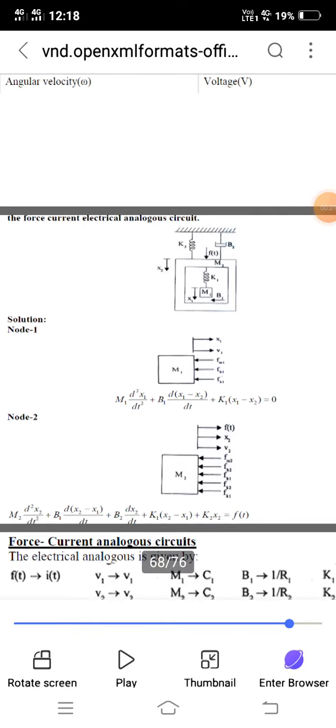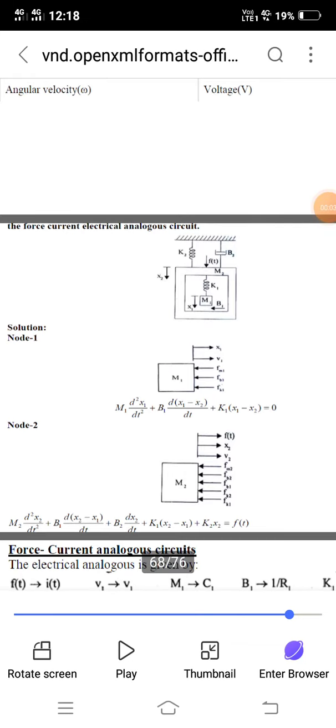Okay, the problem is to write the differential equation governing the mechanical system. The problem is given here. We find out and draw the force current electrical analog circuit. First, let us conclude what kind of problem is given to solve.